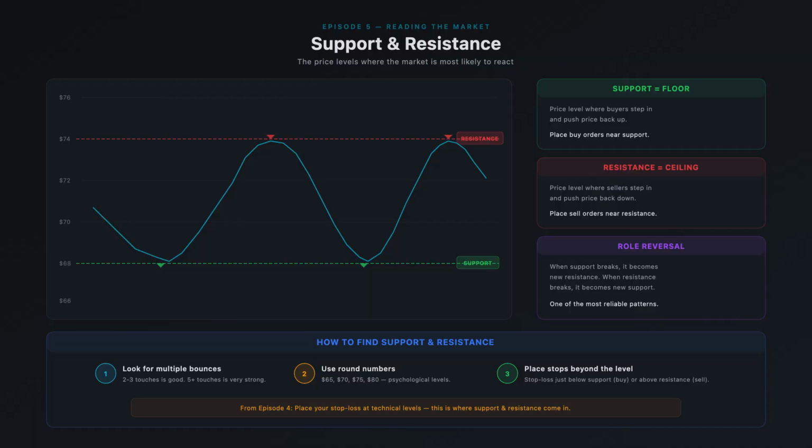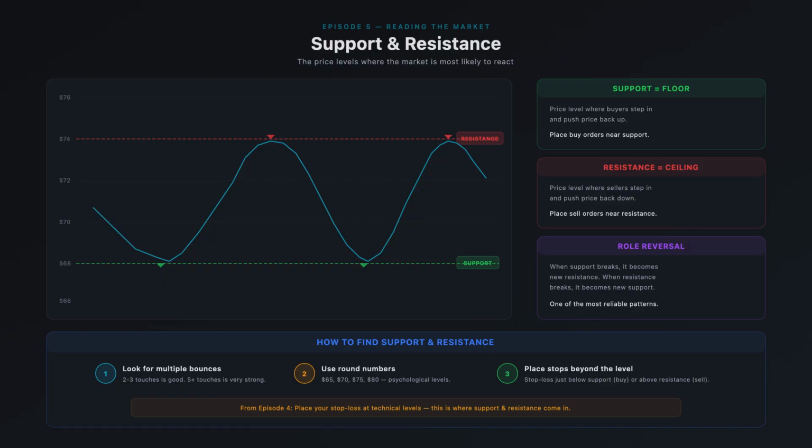Support and resistance are the two most important concepts in technical analysis. Support is a price level where the market tends to stop falling and bounce back up. Think of it as a floor. Every time oil drops to $68, buyers step in and push it back up. That's a support level. Resistance is the opposite. It's a price level where the market tends to stop rising and pull back. Think of it as a ceiling. Oil keeps hitting $74 and getting rejected. That's resistance.